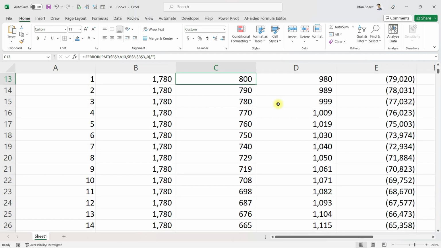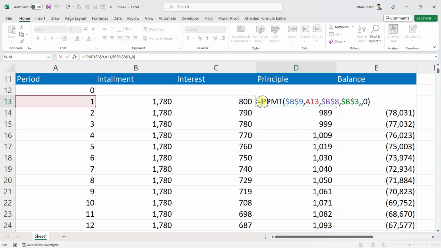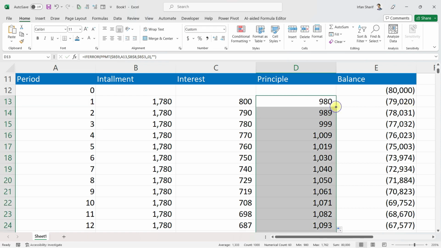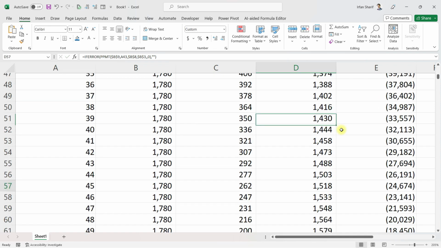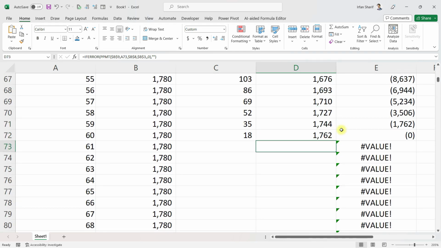Going back to the top, let us do the same for this formula here as well. F2, come here, IFERROR, and now going towards the end, press comma, inverted commas, close bracket, press enter, and now just double click, and as you scroll down to period number 60, you will see that there is no value here.